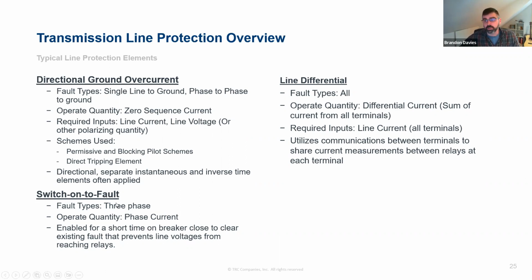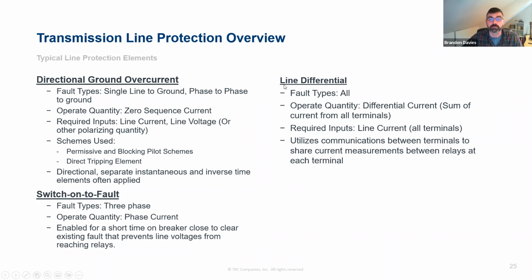We talked a little bit about switch on to fault protection last class. It's just enabled for a short time in the case that you've left your grounds on the transmission line and you re-energize it. Again, your directional ground overcurrent and your distance protection both rely on line voltage to make an operate decision. So if you don't have that voltage because you've grounded out your terminal, you're not going to be able to make a trip decision based on current alone with those schemes. This is added to cover that one very specific scenario.